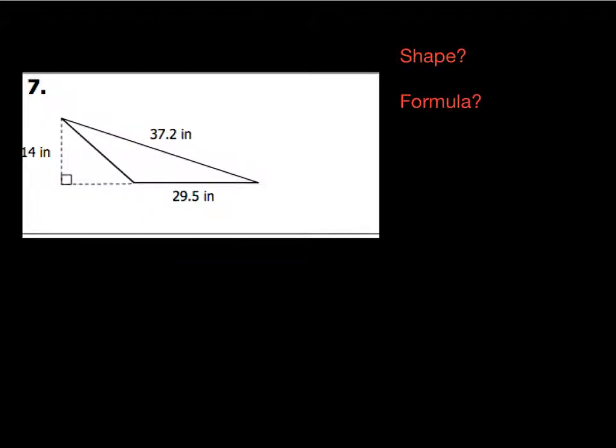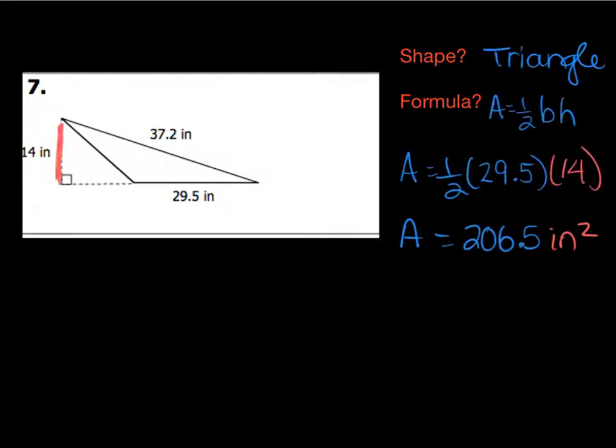You try this one and then hit pause, and when you're ready to see the big reveal, hit play. So here we go. It's a triangle. We write down the formula, 1/2 base times height. Careful with the height. It's always centered around 90 degrees. That's the altitude. So we multiply it all together and we get area is equal to 206.5 inches squared.